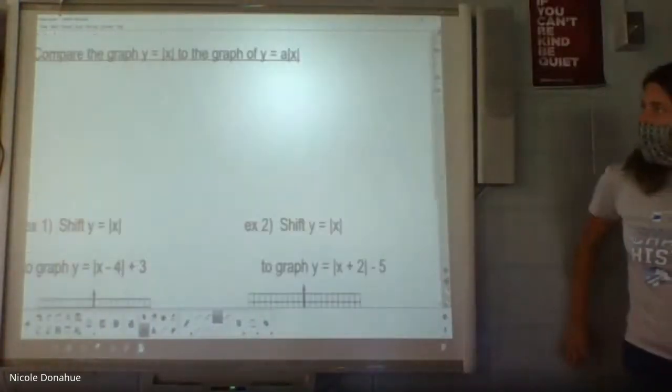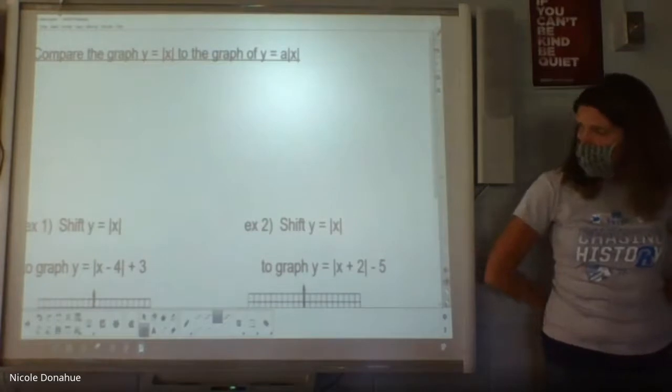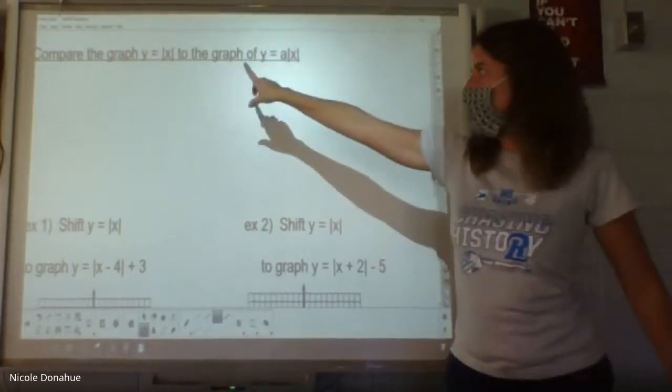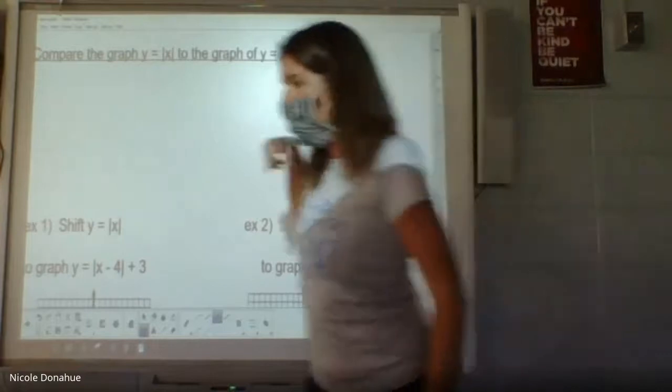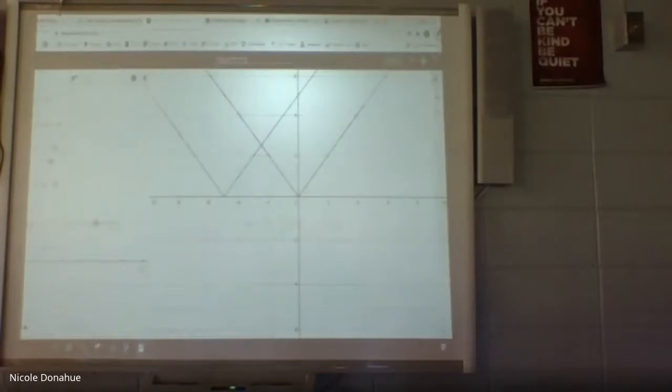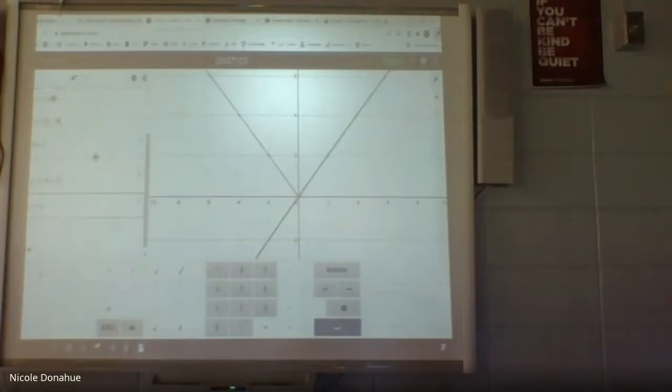Okay. So let's flip to the back side. And now we're just going to talk about, and sorry, I did say you can close it up. You can if you want, but I'll show you guys quickly. So comparing the graph of the absolute value of x to the graph of a times the absolute value of x. Again, you can add a slider if you use a. So here's our slider.